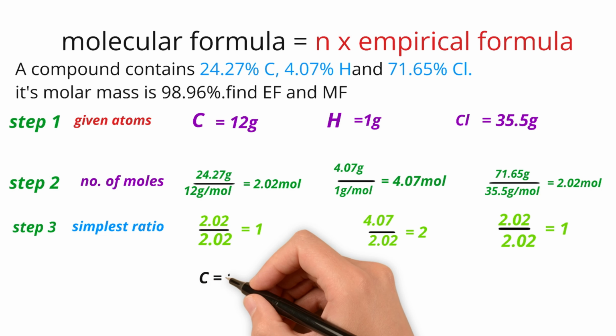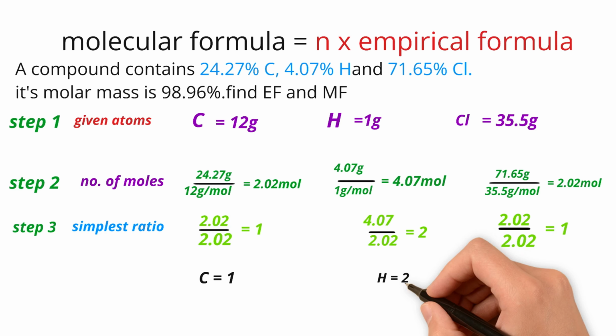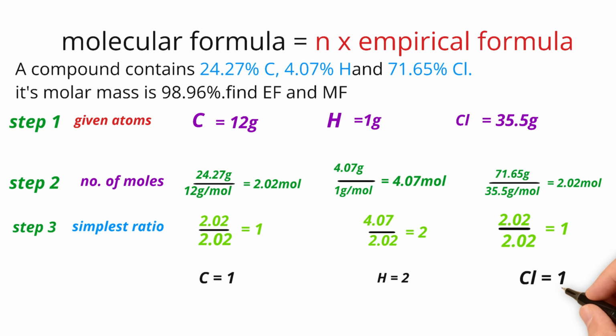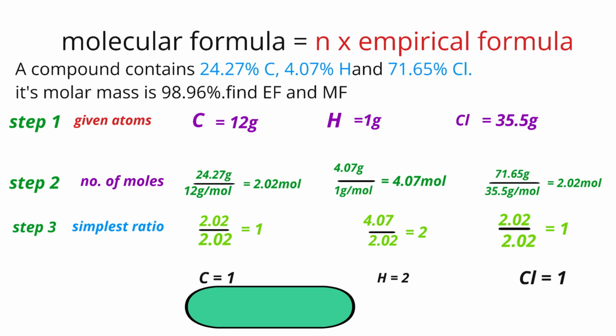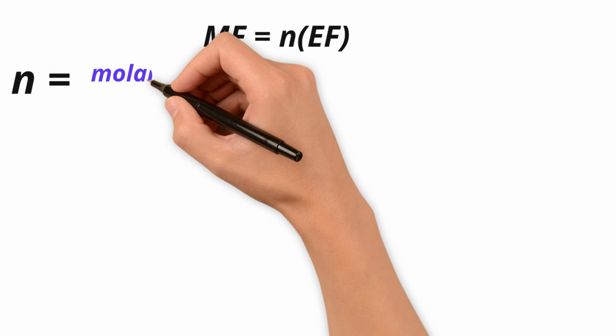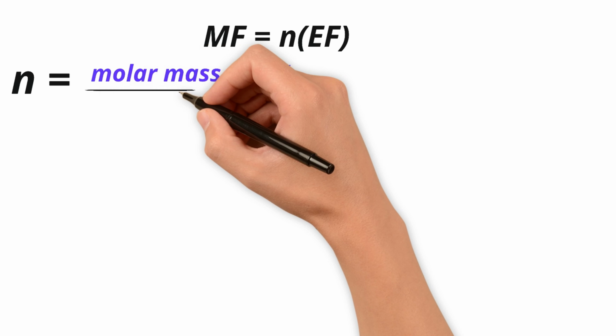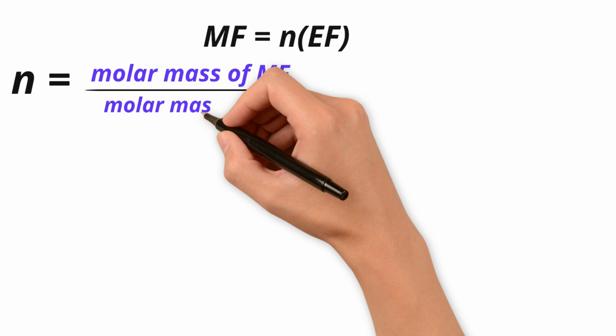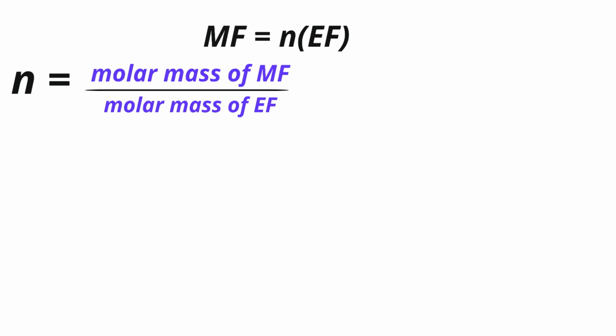And the empirical formula of this compound is CH2Cl. This is the empirical formula of this compound. Now let us determine the molecular formula. Molecular formula of this compound is N times empirical formula. We know N is equal to molar mass of molecular formula over molar mass of empirical formula. Molar mass of molecular formula is given, but molar mass of empirical formula is unknown. We must determine the molar mass of the empirical formula.